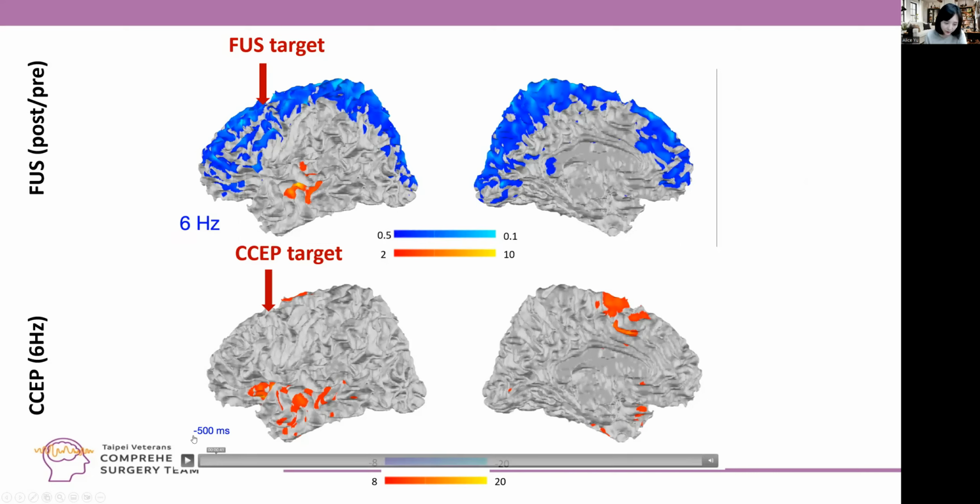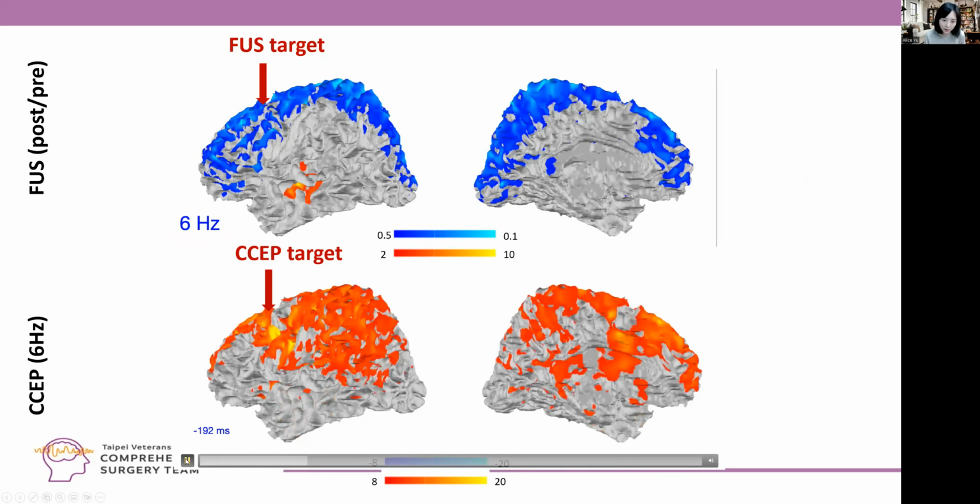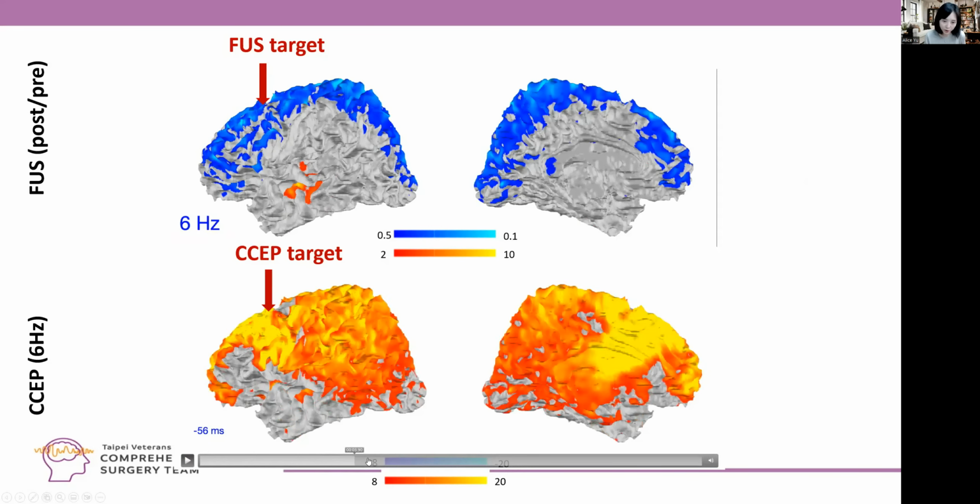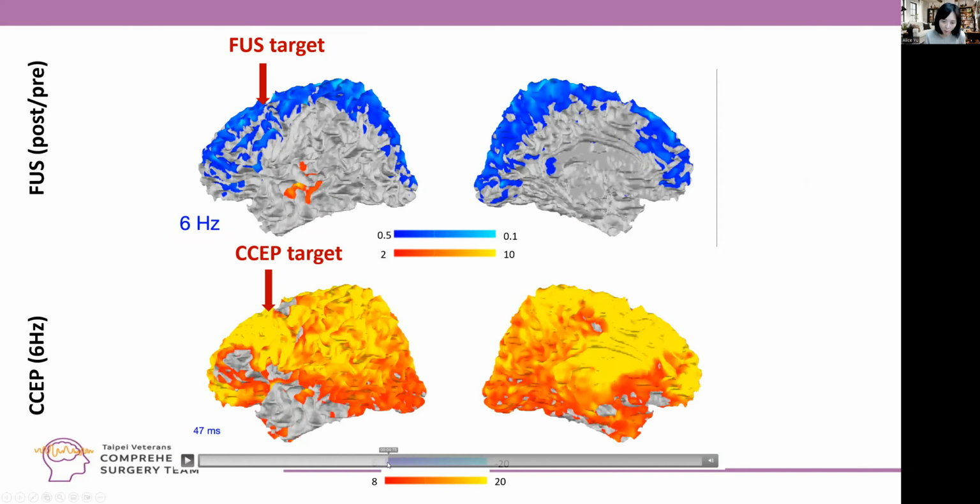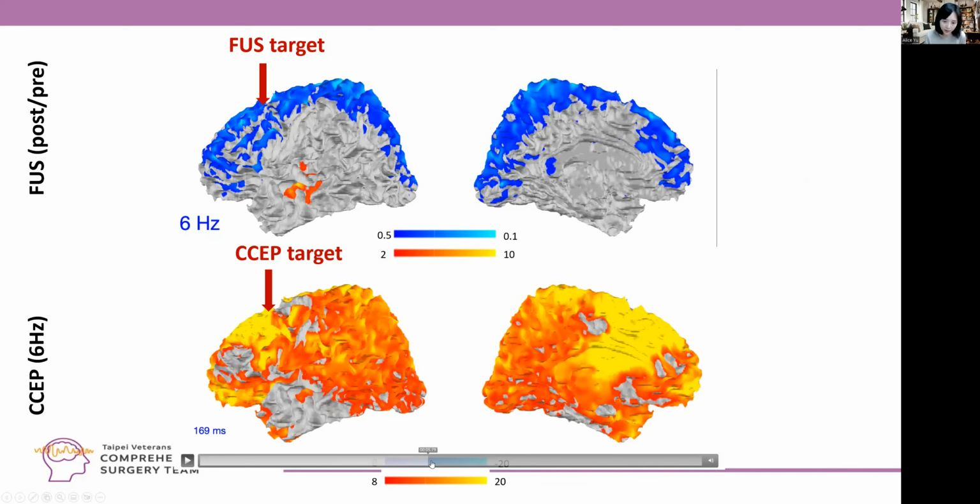For the CCEP stimulation, close to the stimulation we got a widespread activation, but we can see the temporal region and anterior temporal region, which are remote from our stimulation, got activation here. And the regions are quite similar to the activation regions by focused ultrasound.